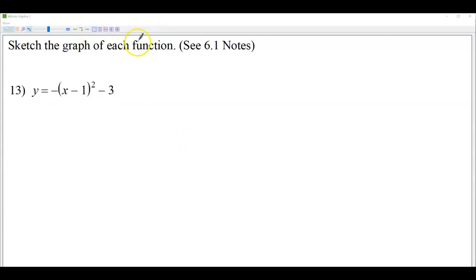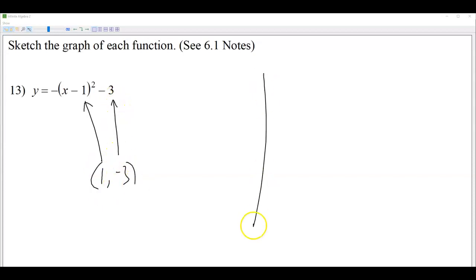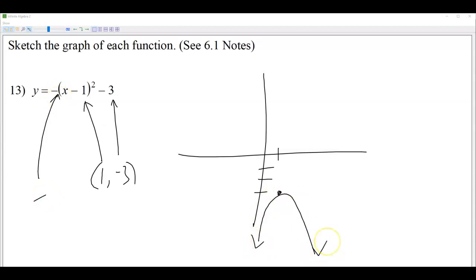Here's another example. Once again, take the opposite of that number to get my x, and I take that number the way it is to get my y value for my vertex. So my vertex is at 1, -3. And this time, notice that my a value is negative, so this time we have a sad face parabola.